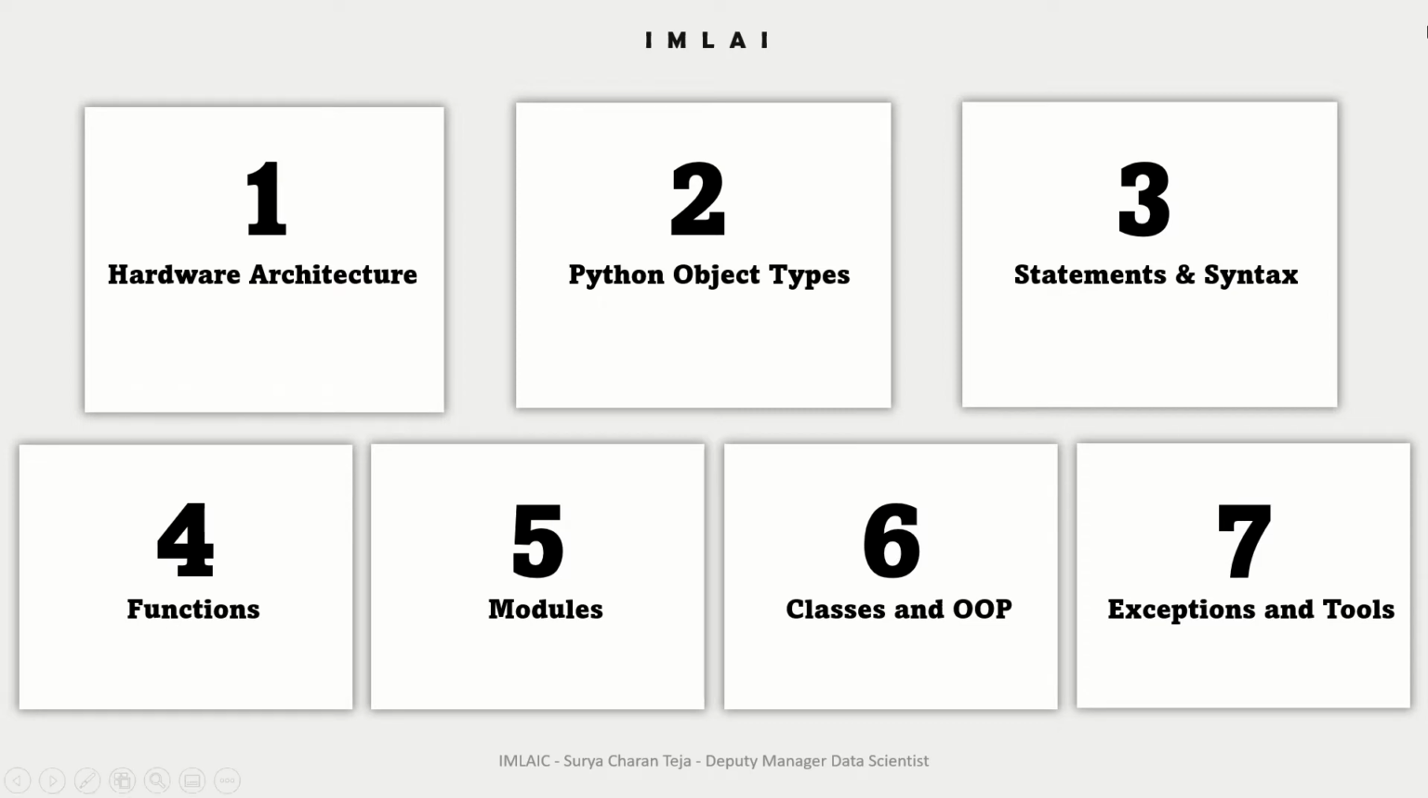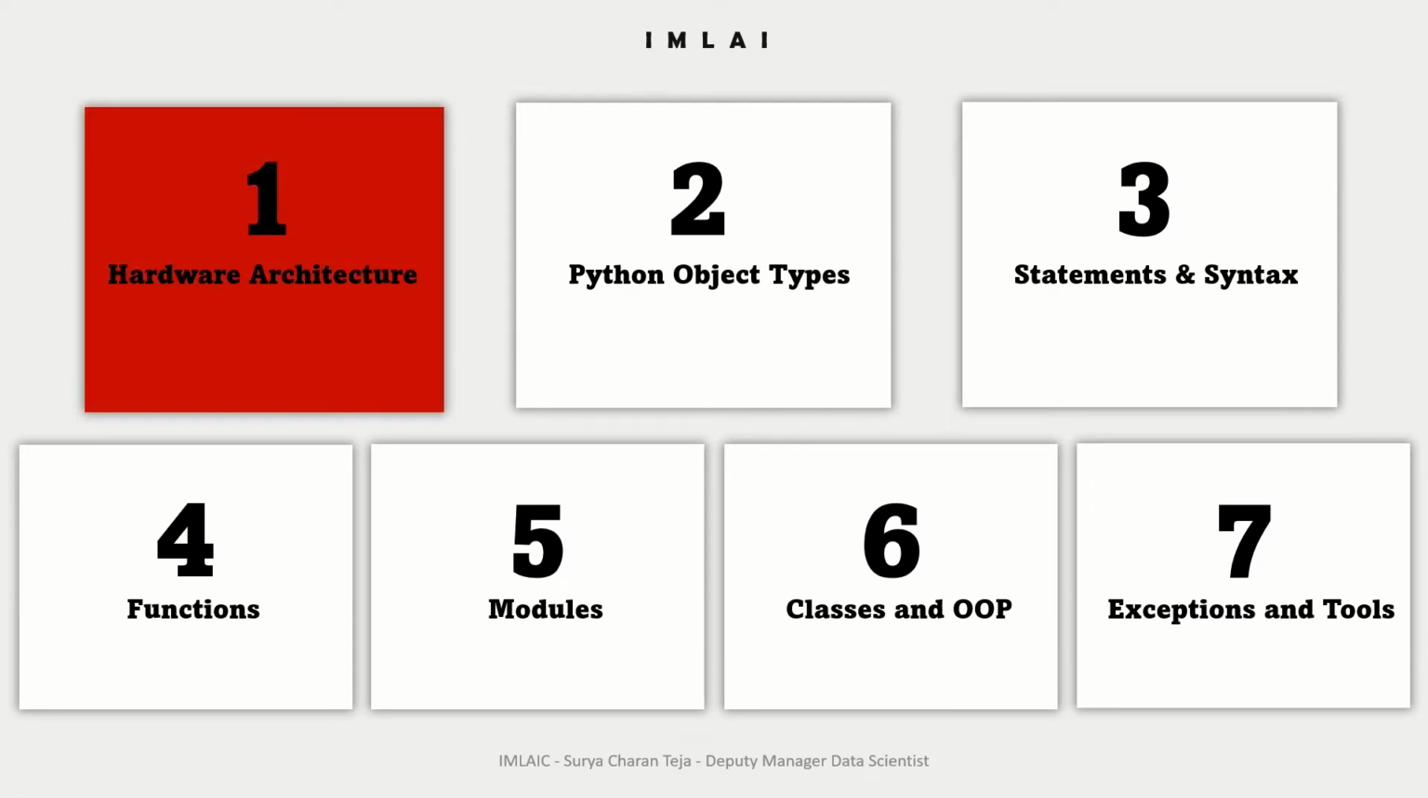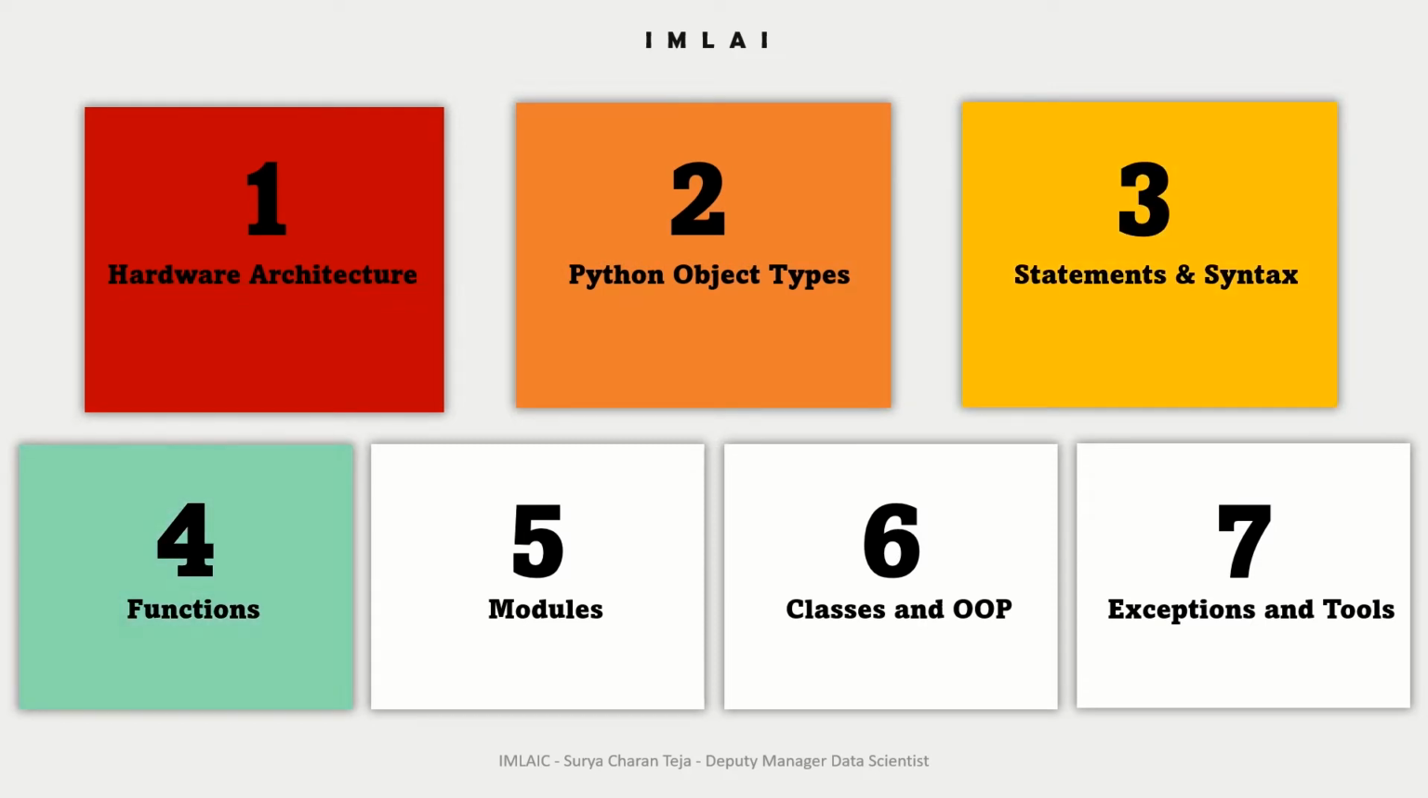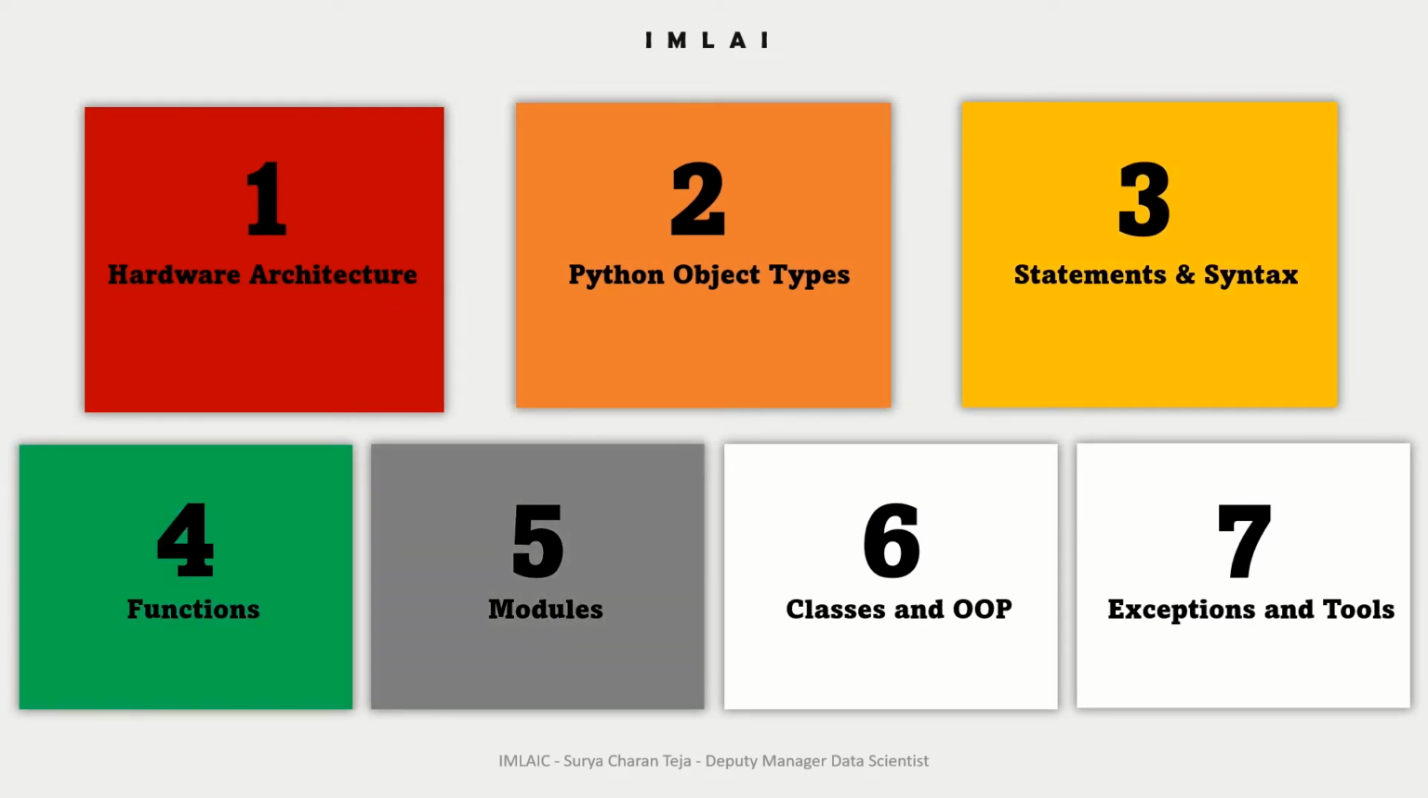If you just look at it, it's clear that first we start with the hardware architecture, then Python object types. These are all 7 modules that we have here, and each is represented with a specific color, so that you would understand why each is represented with a specific color. Each will have a specific number of videos that are designated as part 1, part 2, part 3 under the heading of these modules.